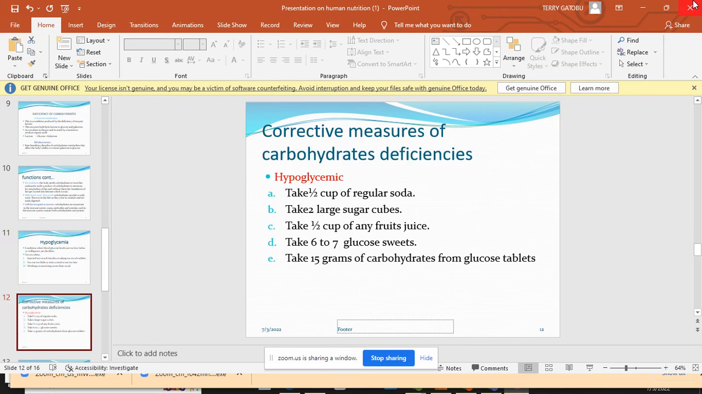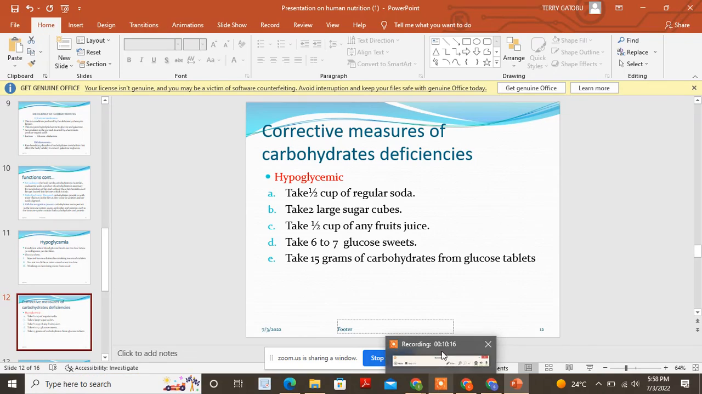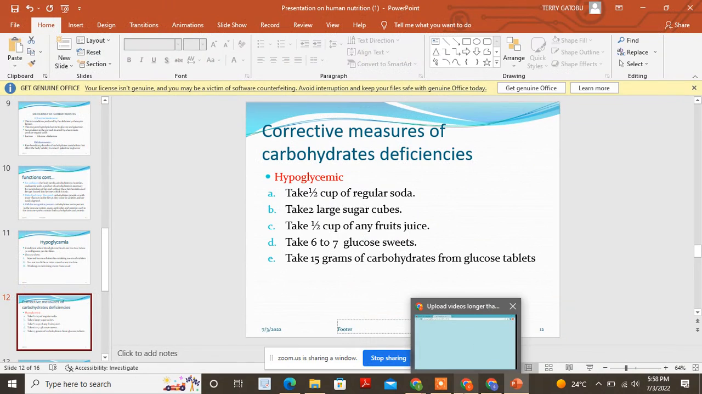We have corrective measures of carbohydrate deficiency. For hypoglycemia, take half a glass of regular soda. Take two large sugar cubes. Take 6 to 7 glucose sweets. Take 15 grams of carbohydrate from glucose tablets.